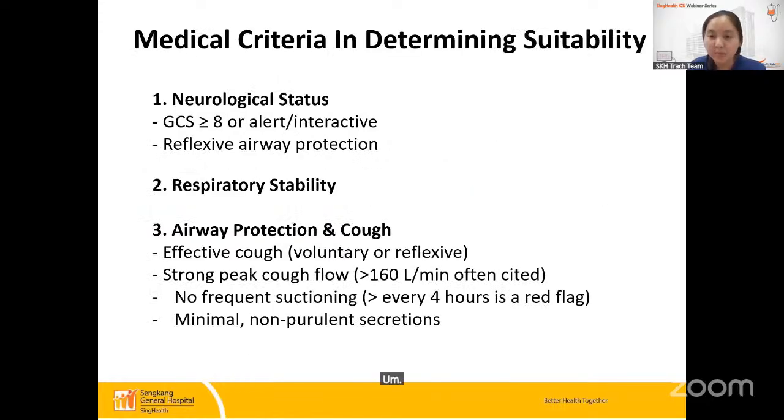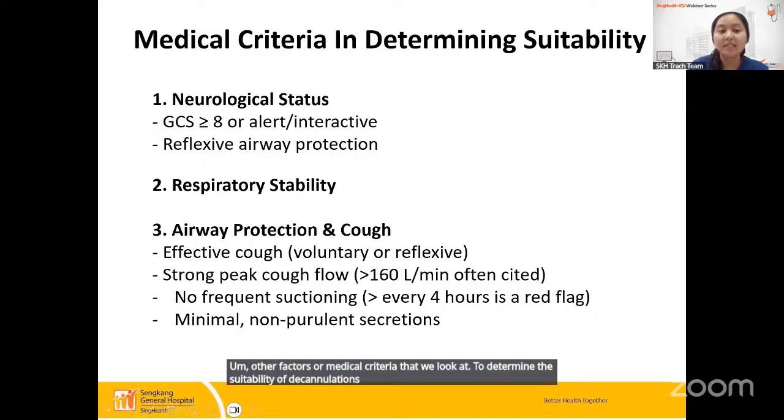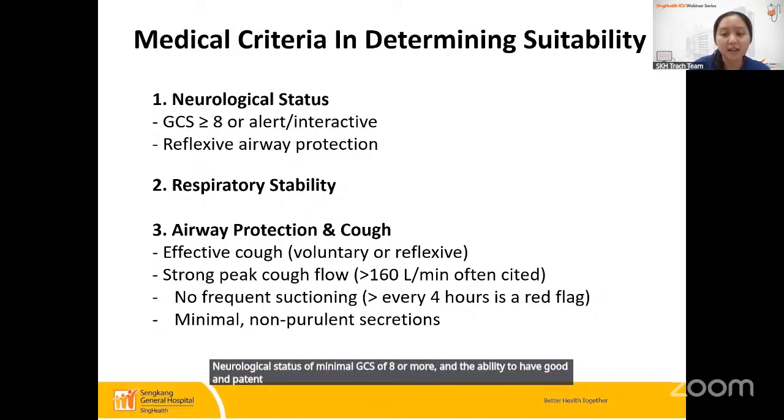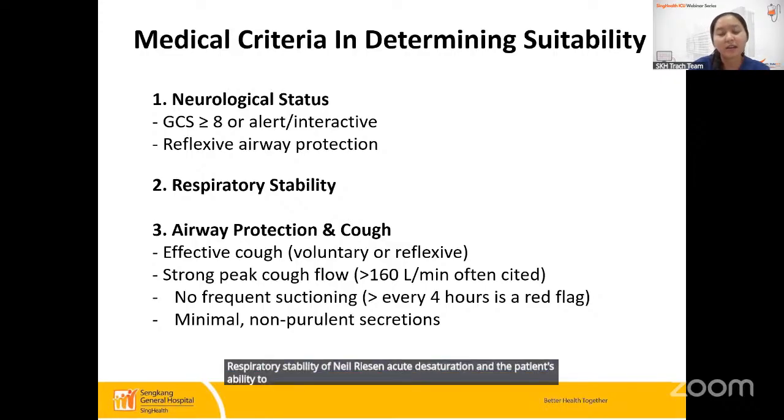Other factors or medical criteria that we look at to determine the suitability of decannulation are listed in the next two slides. Neurological status of minimal GCS of 8 or more and the ability to have a good and patent cough and gag reflex is important for the patient to protect their airways. Respiratory stability, with nil recent acute desaturation, and the patient's ability to protect their airway and cough is important.